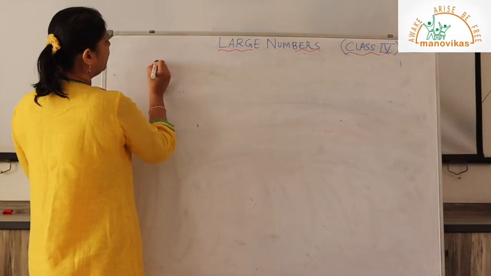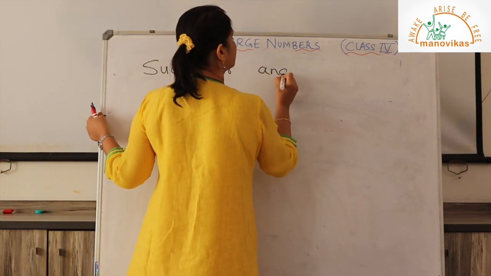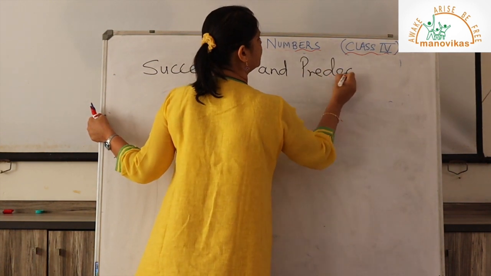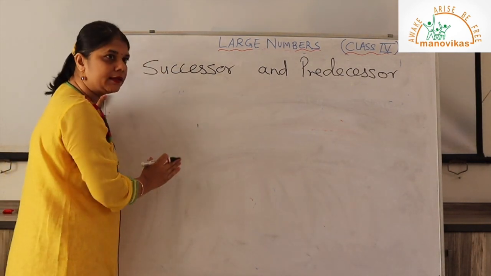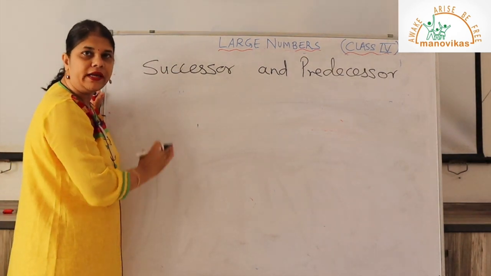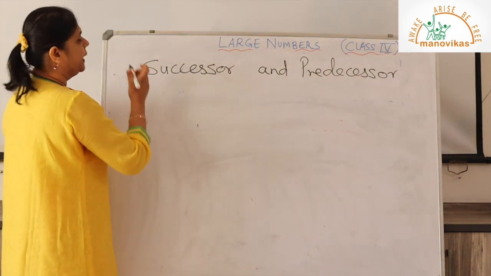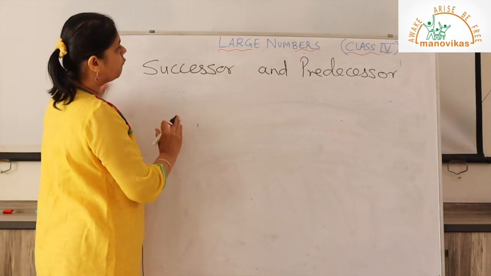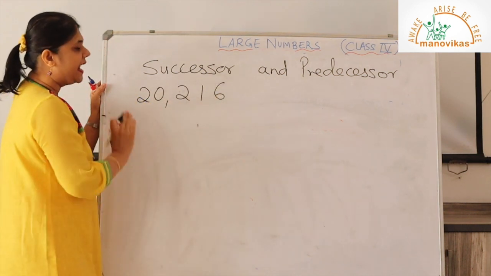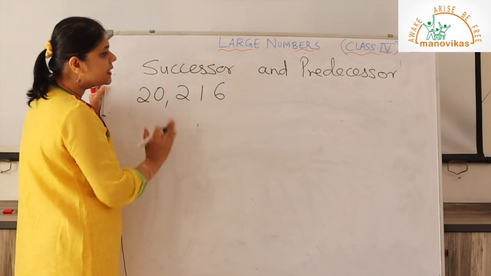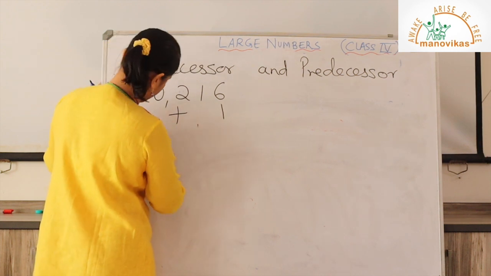Next we will see what we mean by the successor and predecessor of a number. Okay, now what do we mean by successor? Successor of any number is the number which comes just after the given number. Now how do we find the successor of a given number? Suppose you have a number and you are told to find the successor of this number. What you will do is you will just add 1 to the given number.